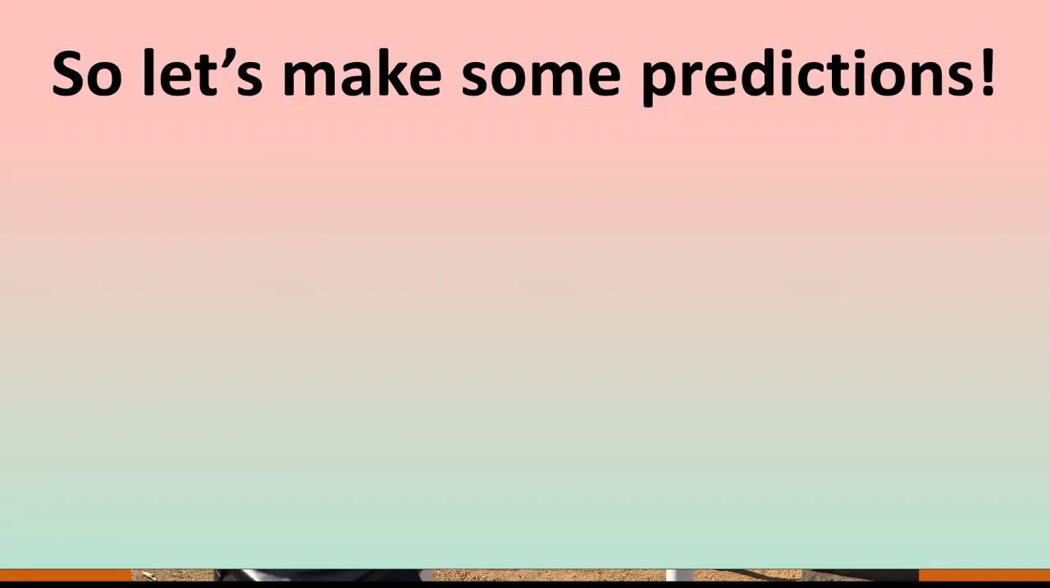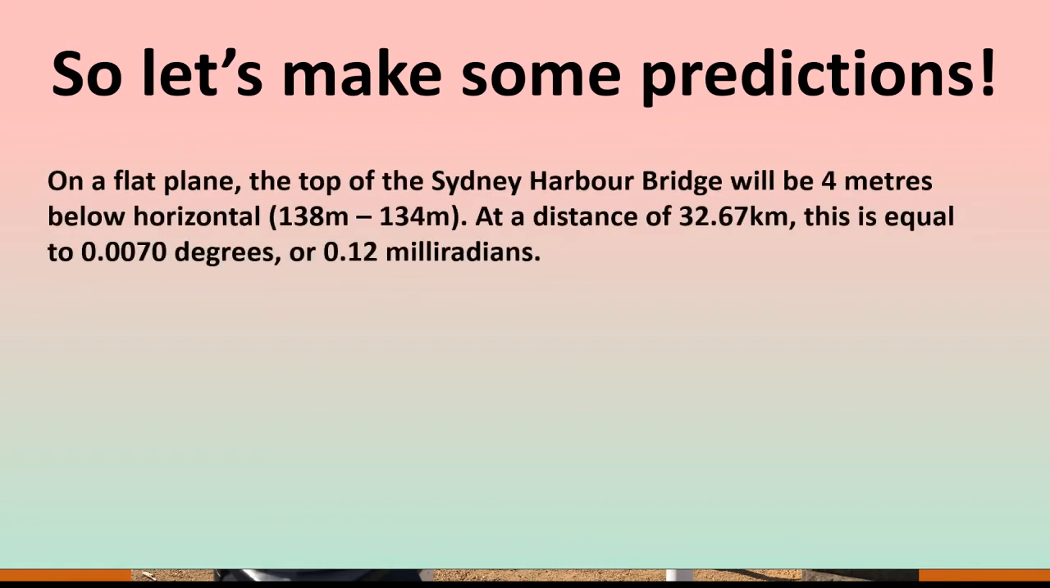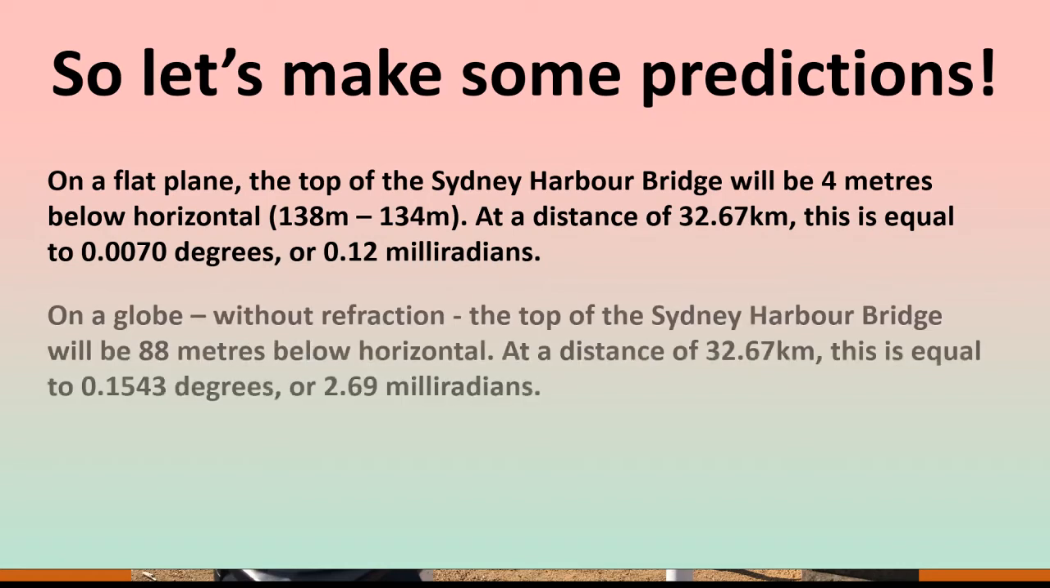All right, so let's make some predictions. On a flat plane, the top of the Harbour Bridge will only be 4 metres below horizontal, and at such a long distance of 32.5 kilometres, that's 0.12 milliradians, so basically horizontal.